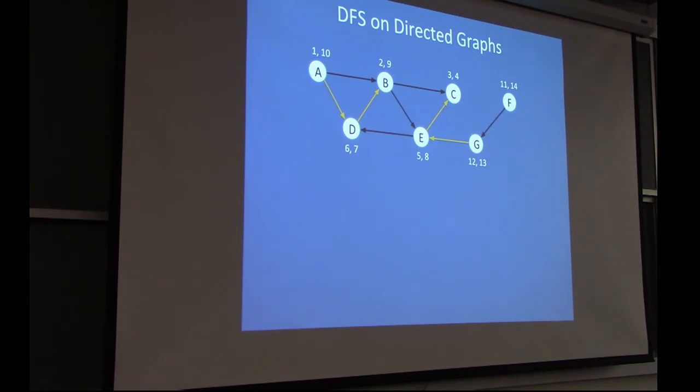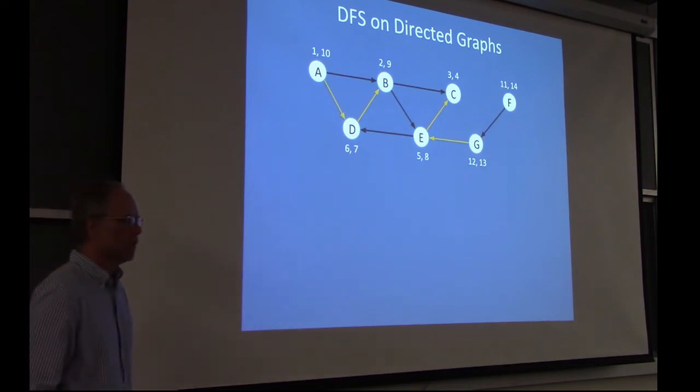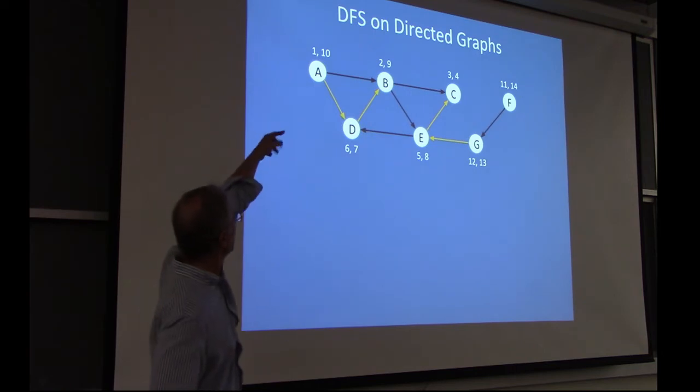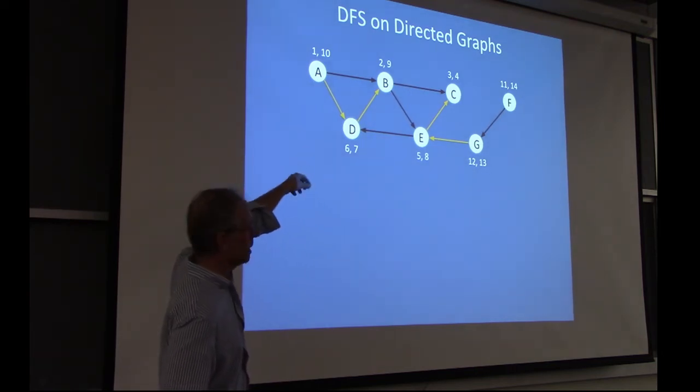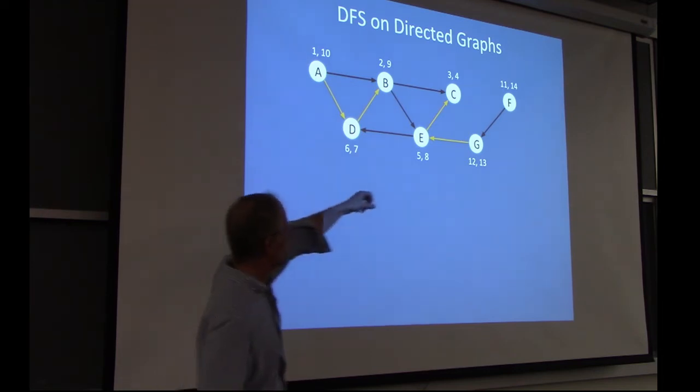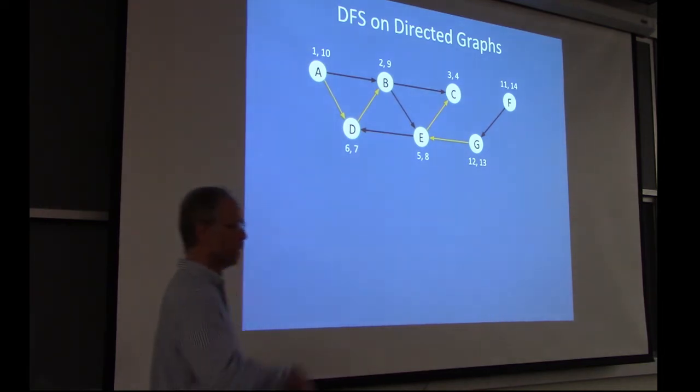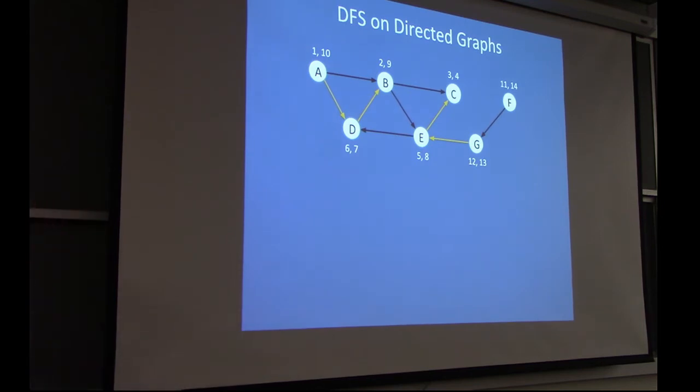Spanning tree. Someone said a spanning tree. What we have is, you might call it a forest of trees. So we have a tree rooted at A that visits B, C, E, and D. No cycles, it's a tree. And we have a tree rooted at F. So we have 2 trees that cover all the vertices. So that's what you get when you do a depth first search on a directed graph.